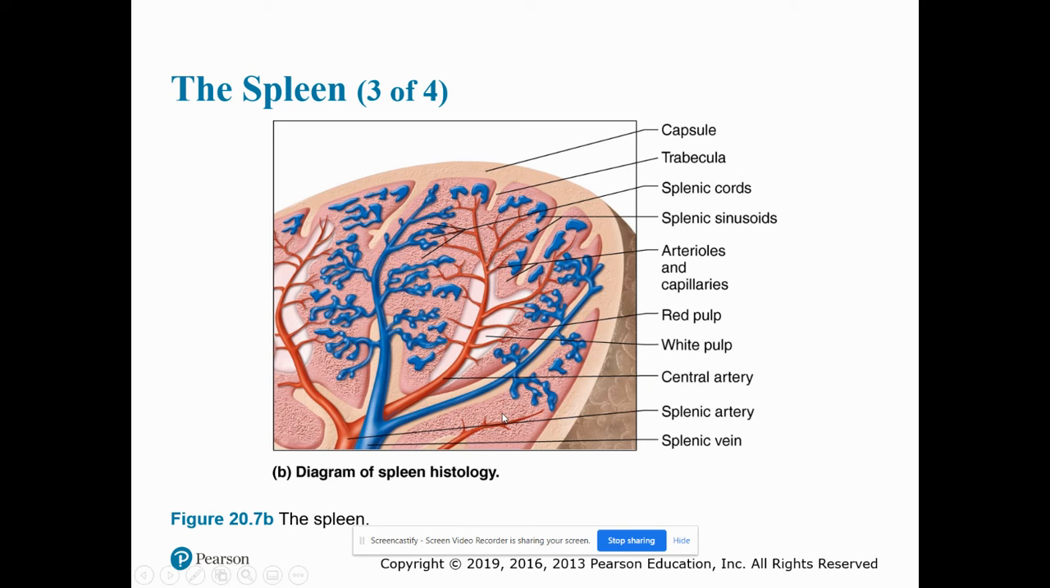So looking at this picture, you're not going to have to label this on an exam, so do not worry about having to try to label this on an exam. But we have this central artery here, and then the white pulp surrounding it, and then this red pulp around the white pulp. So it looks like white pulp in a sea of red pulp.